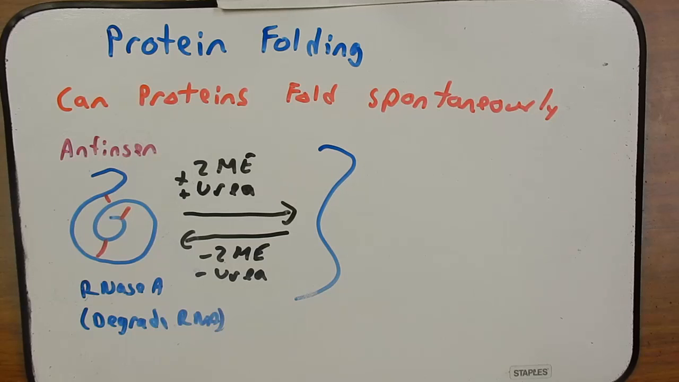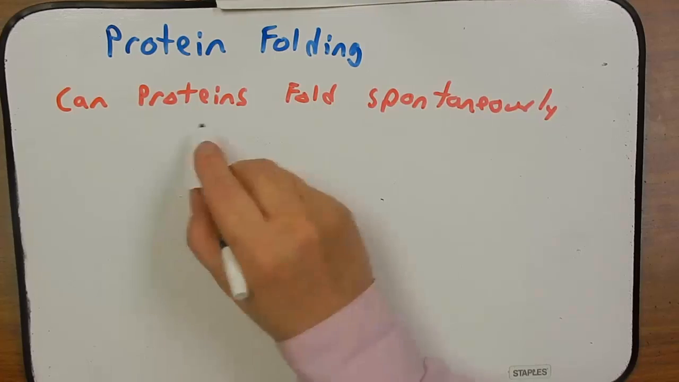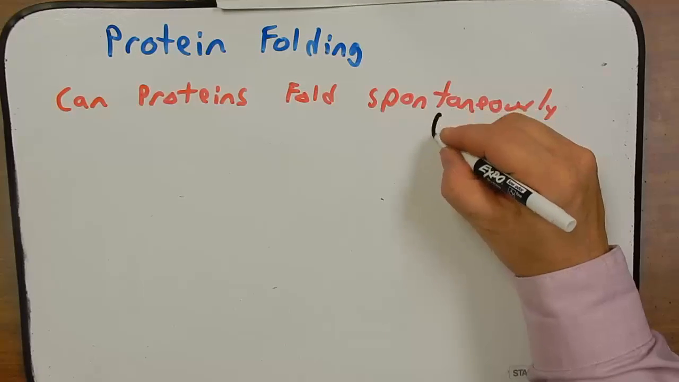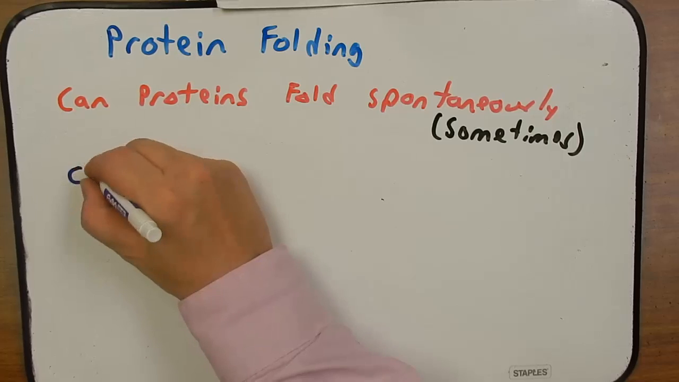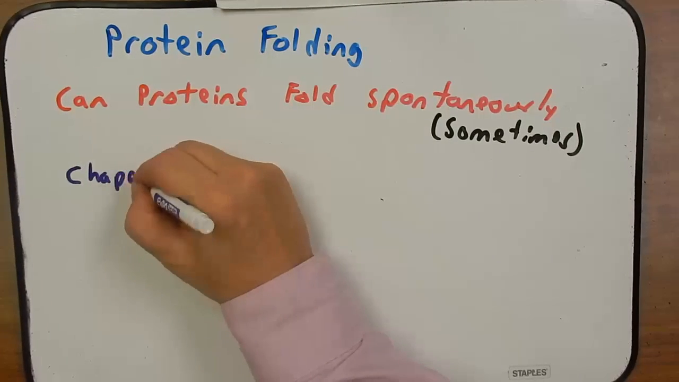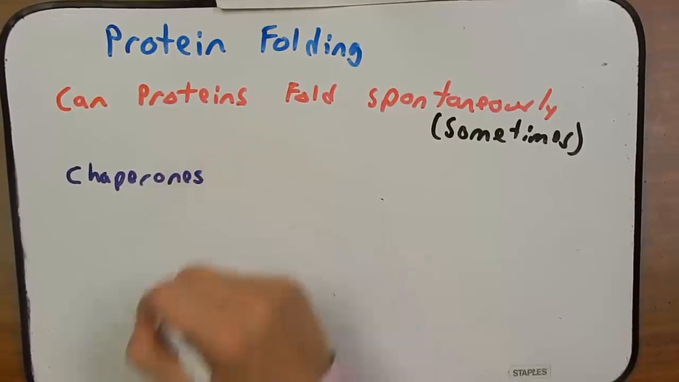Now it's important to note though that even though Anfinsen showed that this enzyme, and others showed that other enzymes, can fold spontaneously, we now know that the folding of the protein often requires helper proteins. So let's talk about those next. So to answer this question, can proteins fold spontaneously? Let's just write sometimes. I just mentioned that RNase A could fold spontaneously without the help of other proteins, but sometimes there are other proteins which require help.